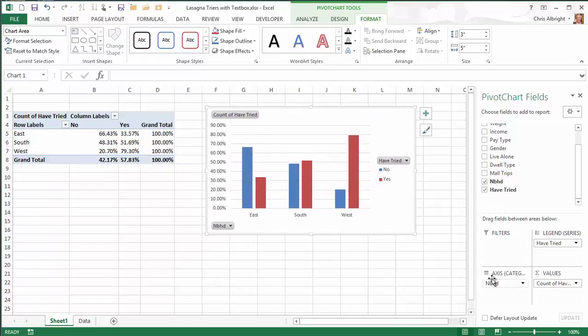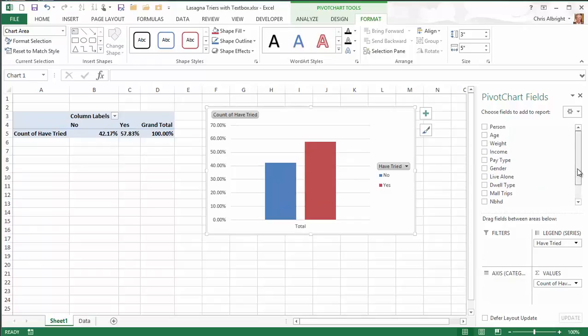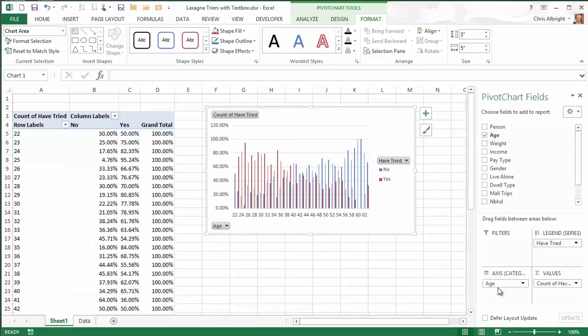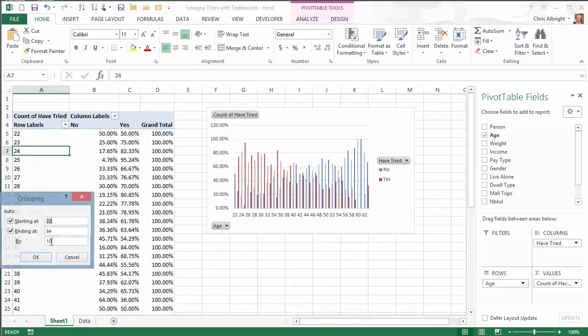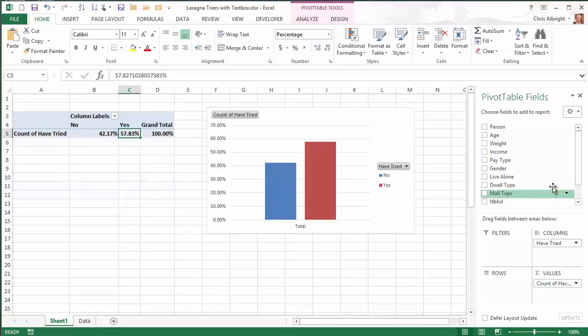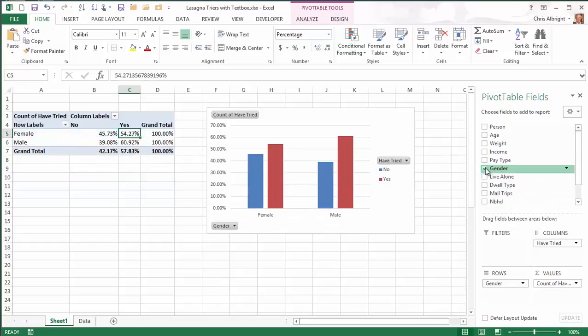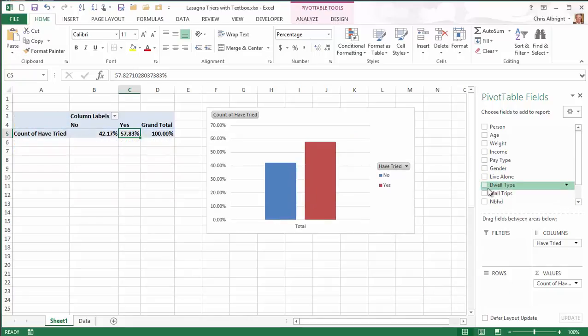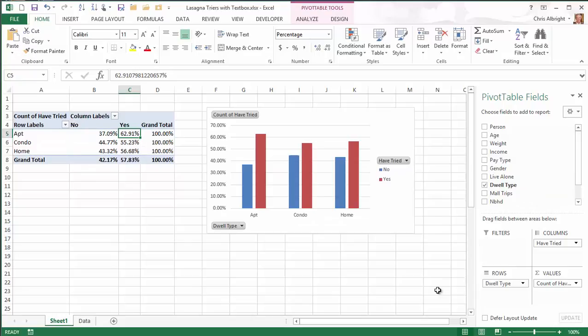Next, I'll try age. There are too many ages, so I will group them. The youngest people seem to be the most likely to try. Let's try gender. There's a little difference, with males slightly more likely to try, but not much difference. Let's try dwell type. There isn't much difference here.